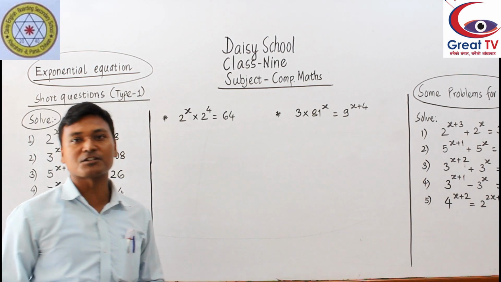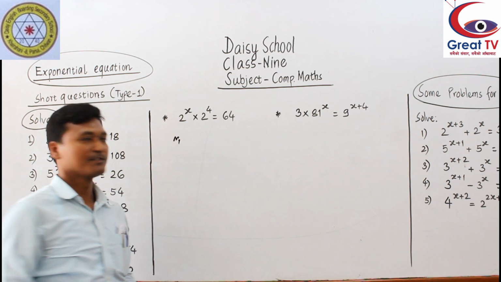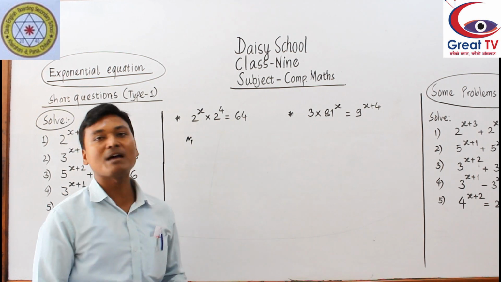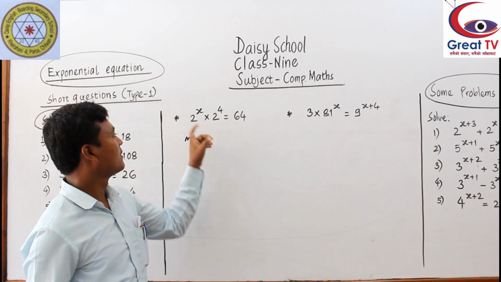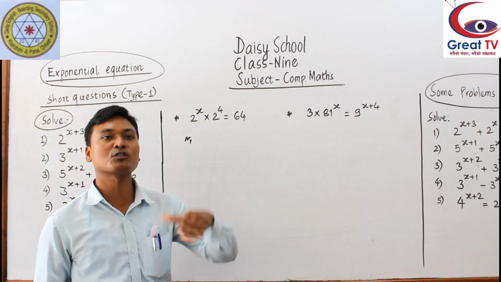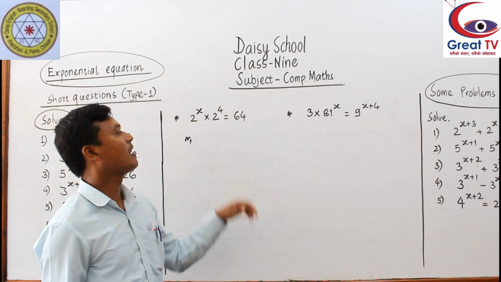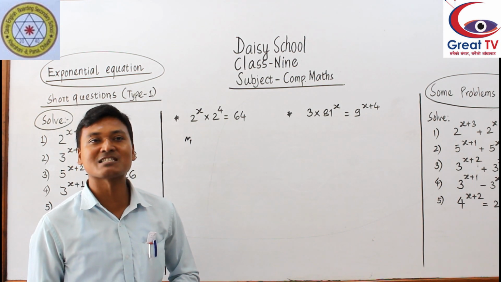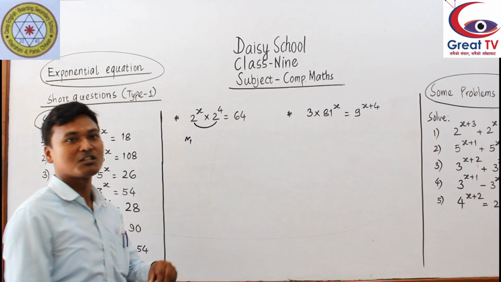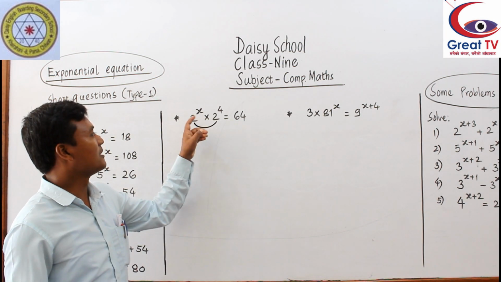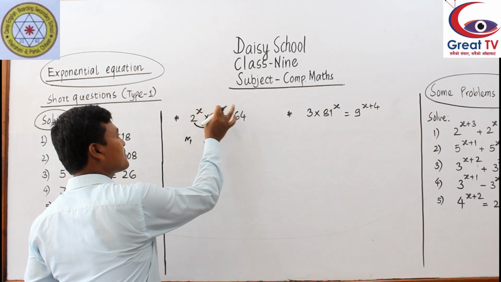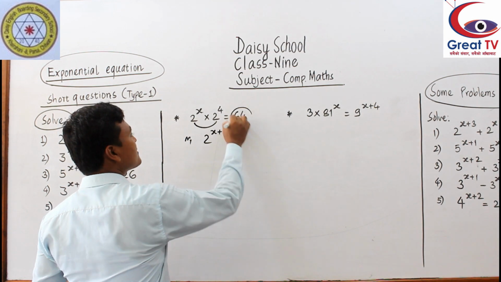And if we have this type of condition, 2 to the power x times 2 to the power 4 equals 64. On the right side we have a single base, on the left side we have a double base. Check: 2 to the power x times 2 to the power 4. In the concept, if the bases are the same, we can equate the powers. But before using that concept, we must make a single base on both sides. So we can make a single base by using the laws of indices. It is 2, the same base, and in multiplication we add the powers. 2 to the power x plus 4 equals, on the right side, 64.